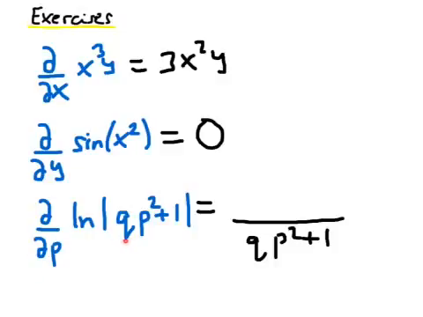Q is a constant for this partial derivative with respect to p, so therefore we are going to get 2 from the p here. 2 is brought down, so we have 2q times p to the 2 minus 1, so we have 2qp, and of course the derivative of the 1 here is 0. So those are the answers to those exercises, and we'll stop this video here.